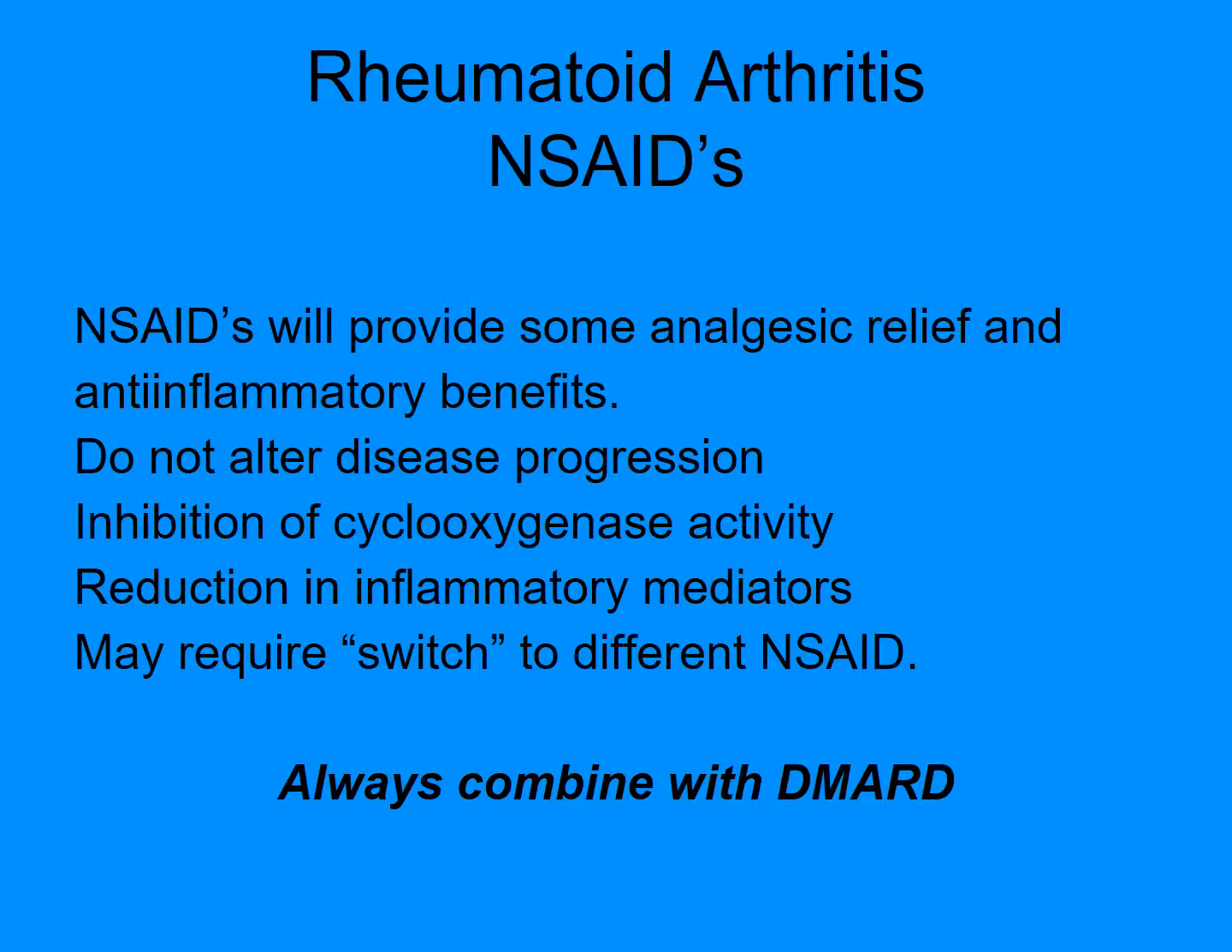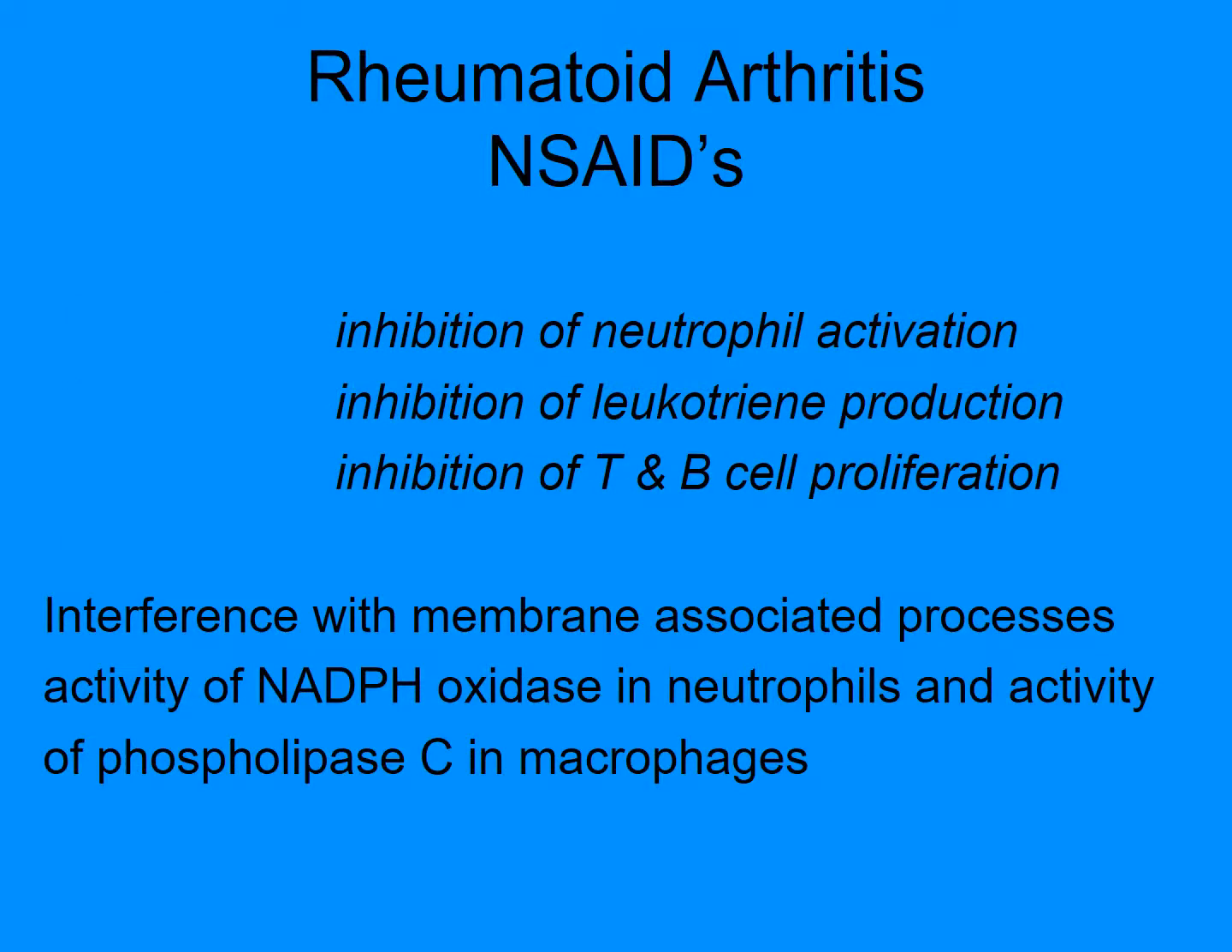They will inhibit cyclooxygenase activity and reduce some degree of inflammatory mediators, but you must always use them in conjunction with DMARDs. As a result, the NSAIDs will inhibit neutrophil activation, some degree of chemotaxis and leukotriene production, and by inhibiting the inflammatory cascade and slowing it down, they will indirectly inhibit T and B cell proliferation.